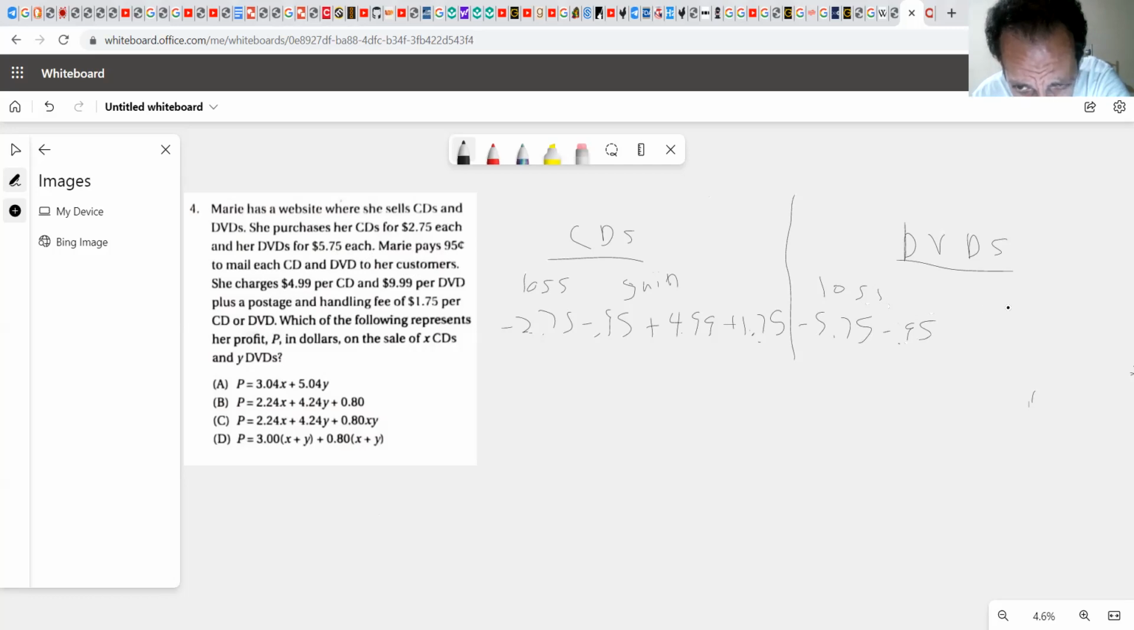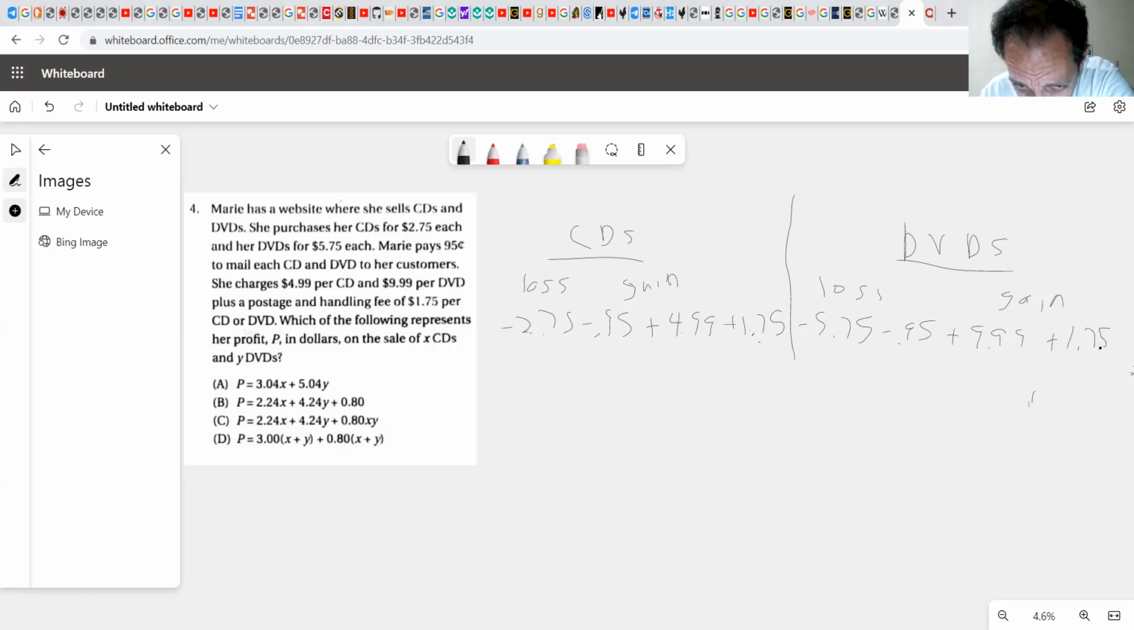And then there could be gains. So let's look at the gains. Well, what does she charge for a DVD? She charges $9.99. So that would be plus $9.99. And it also says that she charges this postage and handling fee of $1.75 for a CD or a DVD. So if she sold a DVD, she would add that charge in there, plus $1.75.